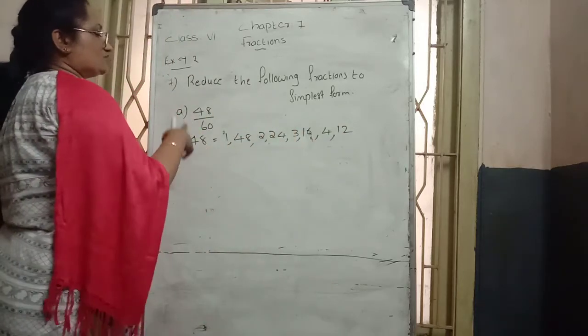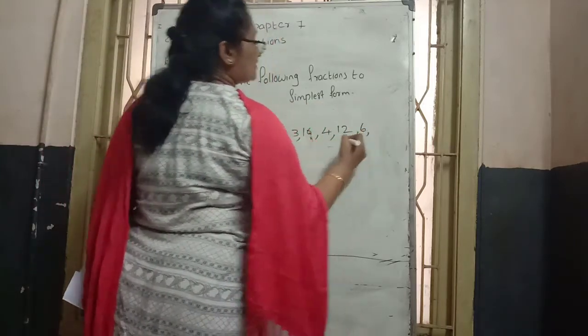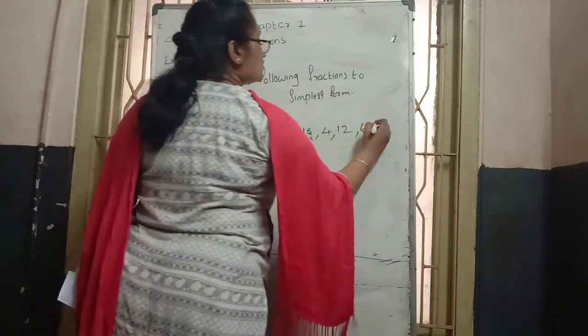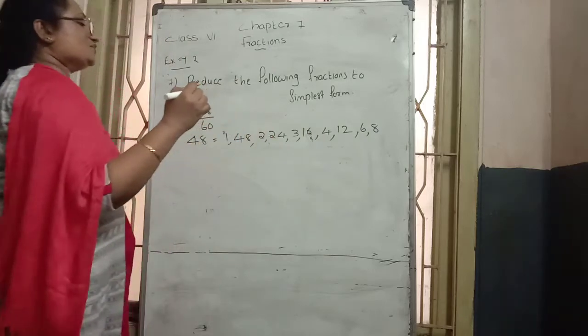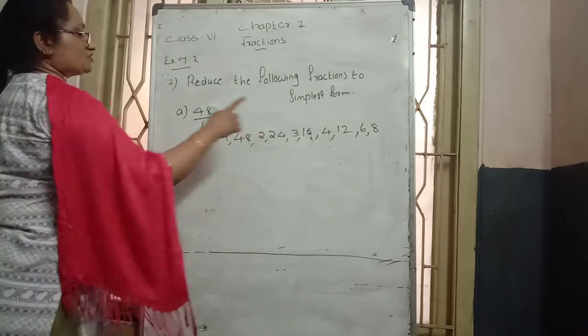Next, the 5 table is not possible. The 6 table, yes: 6 into 8 becomes 40. Reverse also, so the 8 table also we want to write. The 9 table is not possible, the 10 table is not. These are the factors of 40.